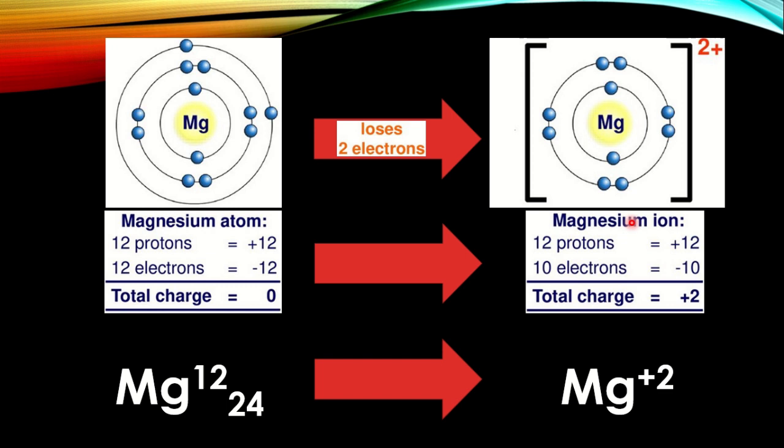So, originally, 12 ang protons niya at 12 din ang electrons pero nag-give up tayo ng dalawa, so magiging 10 na lang. So positive 12, negative 10, the total charge will be positive 2. So write down Mg as a symbol and then isulat natin yung total charge niya as an exponent or as a superscript. So Mg positive 2. So mapapansin ninyo kung ilan yung give up nilang electron, yun din yung magiging charge nila.